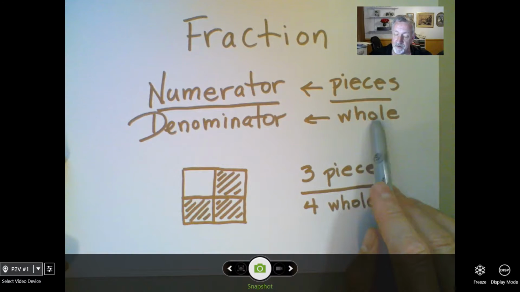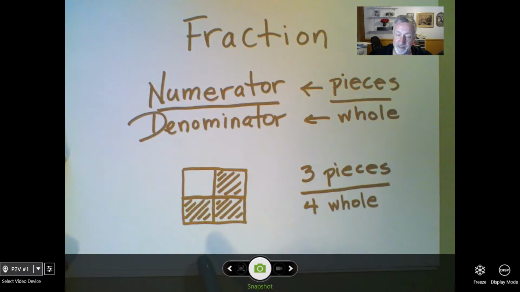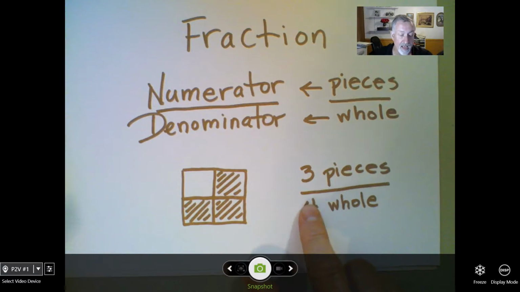Numerator, denominator, pieces, whole. So in the example we have down here at the bottom, I have a square that is divided into 4 pieces. 4 pieces make up the whole. Therefore, my denominator is 4. Of the 4 pieces, I have 3 that are shaded. So the numerator naming those 3 pieces is 3. I have 3 pieces out of 4.